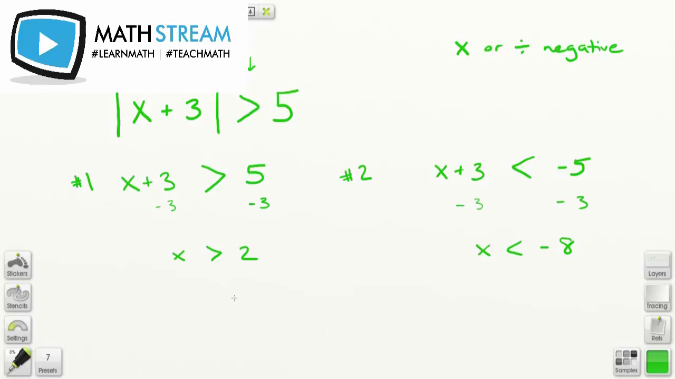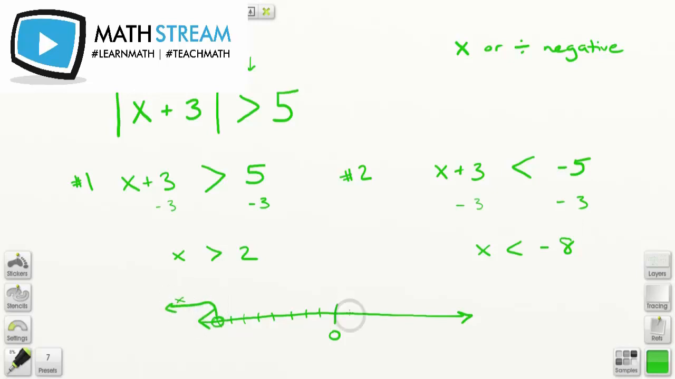Now, how do I graph this solution? Essentially, I'm just going to graph both x greater than 2 and x less than negative 8 on the same graph. So here's 0, and 1, 2, 3, 4, 5, 6, 7, 8. There is negative 8. And so actually, I will graph open circle and below.